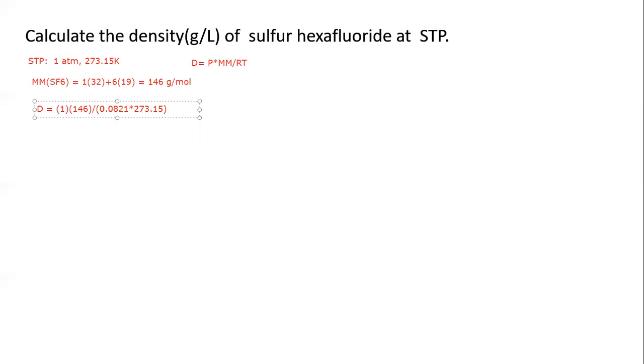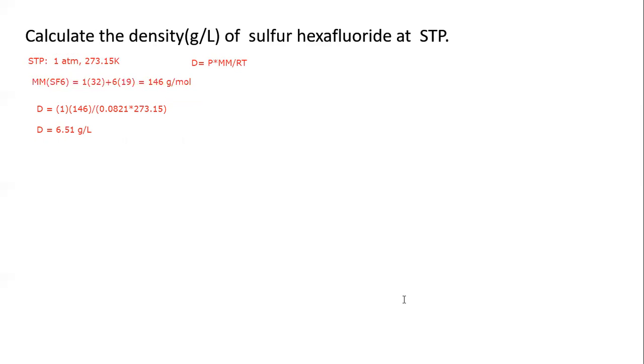So anytime you see STP, the temperature is always 273 Kelvin. The pressure is always 1 atmosphere. And we get a density of 6.51 grams per liter. So anytime you calculate the density of a gas, it's always going to be in the units grams per liter.